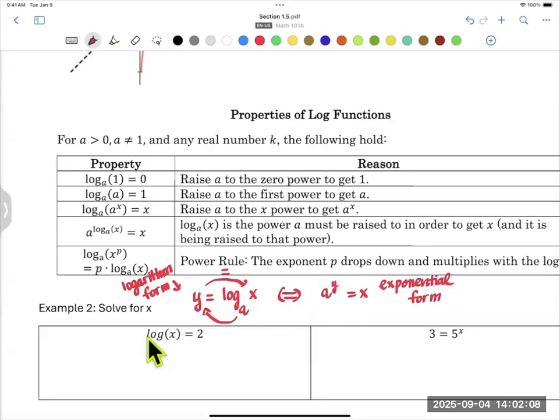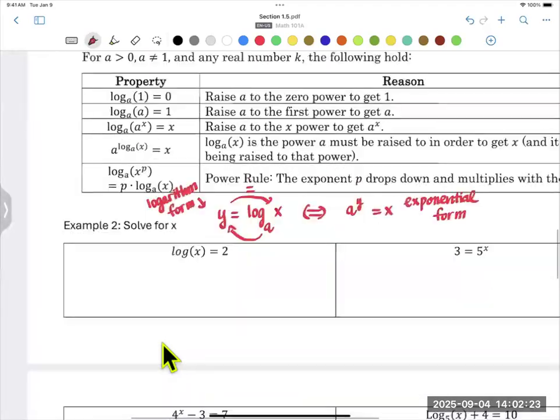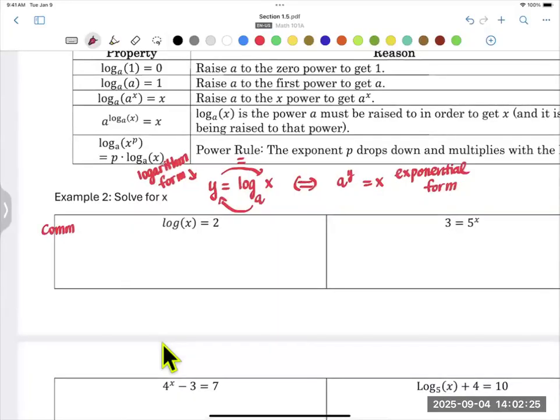So I have log x equals 2, but in this expression there's no base. I don't have the little number down here. When you encounter a logarithm that has no base, the base is actually 10. That is called the common logarithm. Log with no base is actually log base 10. So I have log base 10 right here.